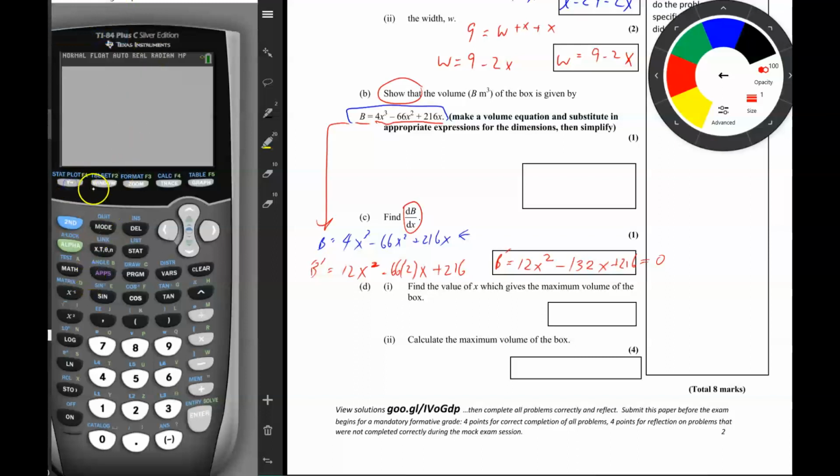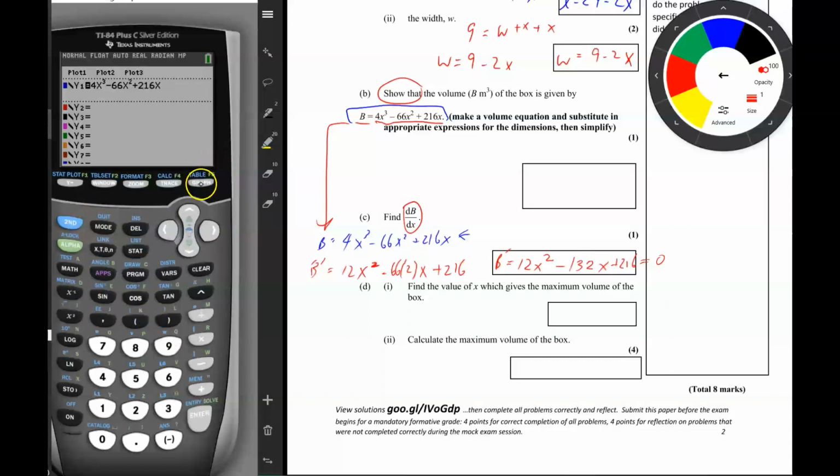Okay, go to y equals, and I'm going to type in the blue equation only for now. And then I'll type in the red equation later so we can see that actually at the maximum point it's actually equal to 0. 4x cubed minus 66x plus 216x. Oops, it's actually 66x squared, isn't it? So I'm going to do second insert squared.